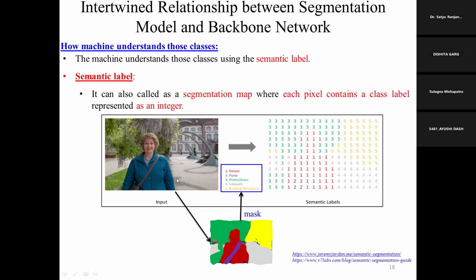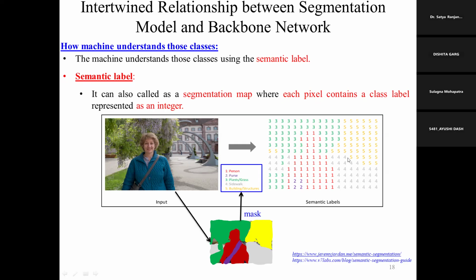You see the part where the person is, the pixels there, the machine will learn as 1. The purse is the purple color, this one is 2. And the sidewalk is which color? 4. Here, see, the sidewalk is 4. And the trees, the plants and grasses, are the green color. These are 3. And the building and the other structures are 5.